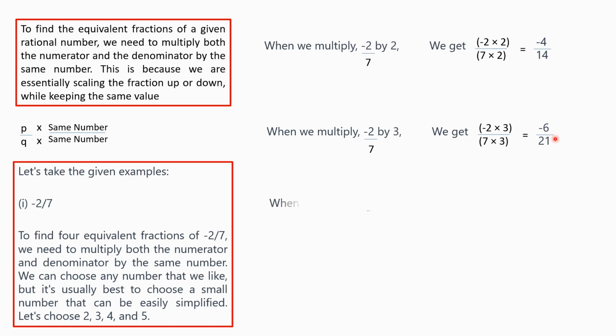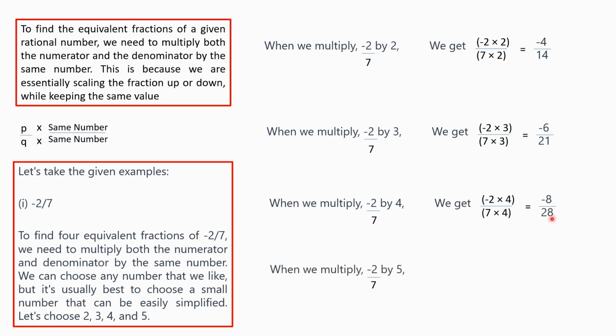We can continue this process by multiplying the numerator and denominator of minus 2 by 7 by 4 to get minus 8 by 28, and by 5 to get minus 10 by 35. Each new fraction has a negative numerator and a different denominator.